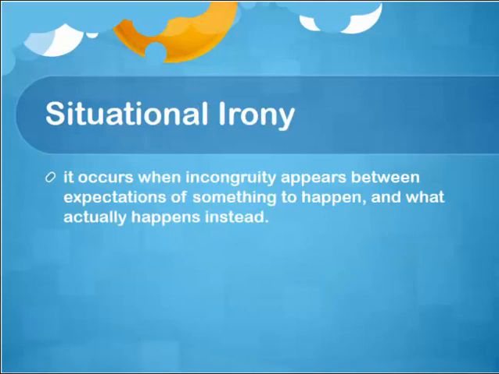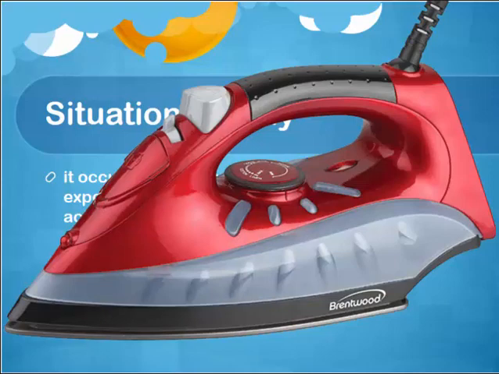Situational irony has a really long, complicated definition, but really what it's trying to say is that it's what happens when we expect one thing to happen and something else happens instead. So for example, if you saw this lesson and you're like, oh, irony, I'm going to learn about verbal irony, situational irony, and dramatic irony, and instead you're confronted with an iron, like a clothes iron, that would be irony. You expect one thing, but you get another. We see a lot of visual irony, but you also see it in writing as well.